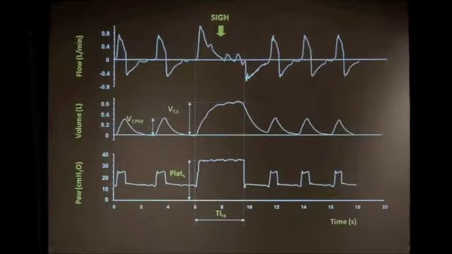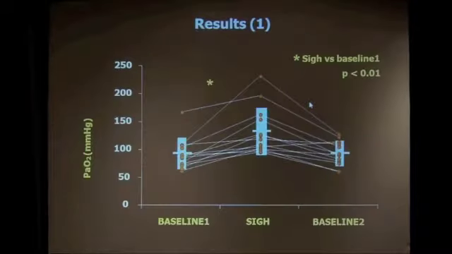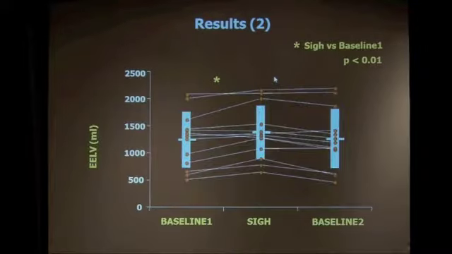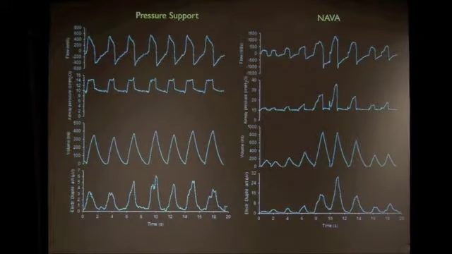However, this variability of tidal volume is very good because it maintains gas exchange and lung volume. During pressure support, we have to use sighs to maintain oxygenation and to maintain the lung volume, while with NAVA, we don't have to do that because the brain itself does it.